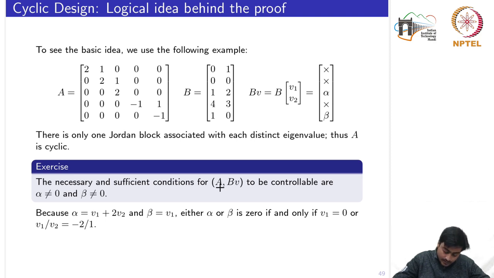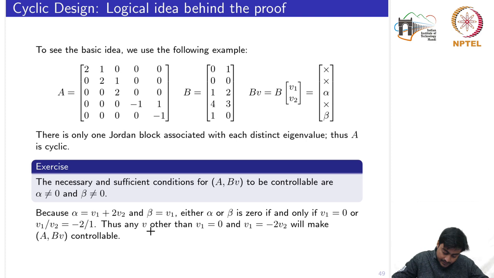and we cannot carry forward our design. Now, if V1 over V2 becomes equal to minus 2, then in that case, alpha will become equal to 0. Again, according to this result, the pair A comma B times V is again not controllable. But thus any V other than V equal 0 and V1 equal minus 2 times V2 will make A comma B times V controllable.